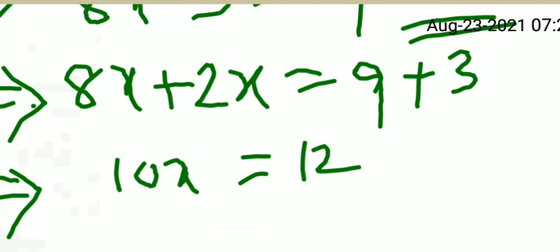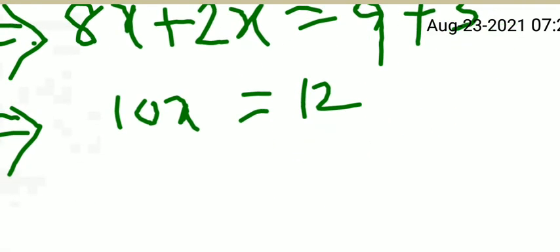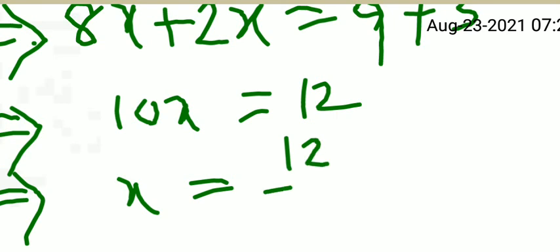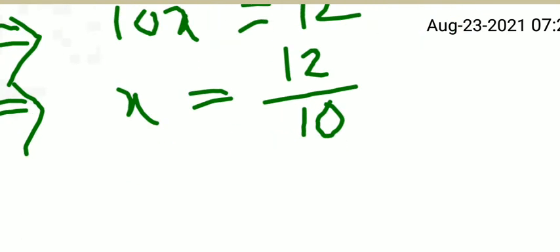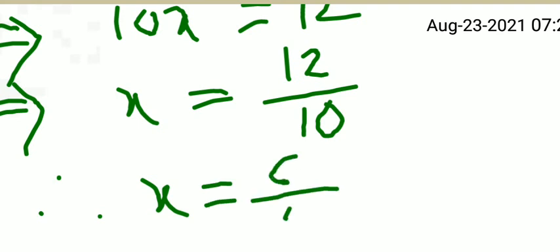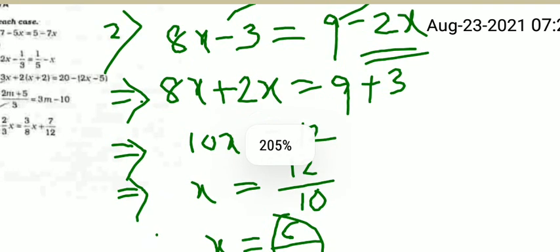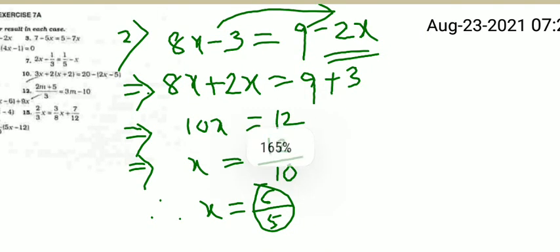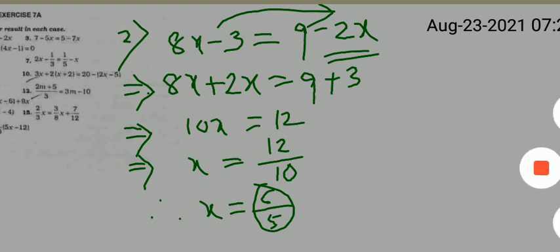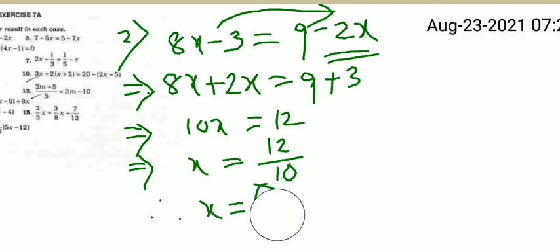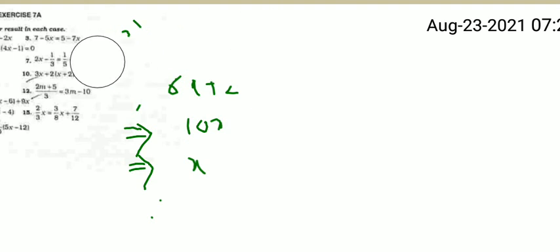So the value of x will be 12 by 10. Therefore x equal to 6 by 5. This is the required answer. In such a procedure you have to solve. Hope that you have understood this process. So in this way you have to solve it.